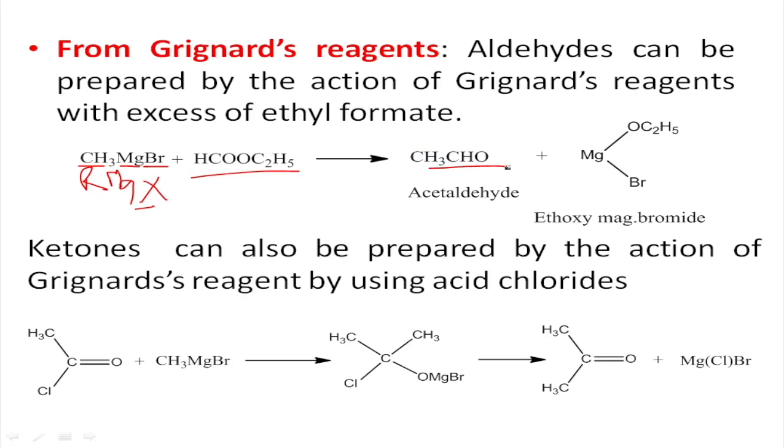Ketones can also be prepared by the action of Grignard's reagent using acid chloride. So acid chloride, the COCl group, is an acid chloride, and acid chloride with Grignard reagent gives you ketones.